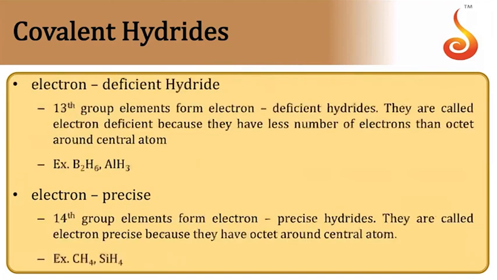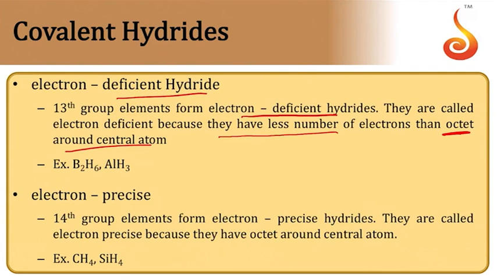Let us take them one by one, say electron deficient type of hydrides first. 13th group elements form electron deficient type of hydrides. They are called electron deficient because they have fewer electrons than an octet around the central atom, less than the octet configuration.